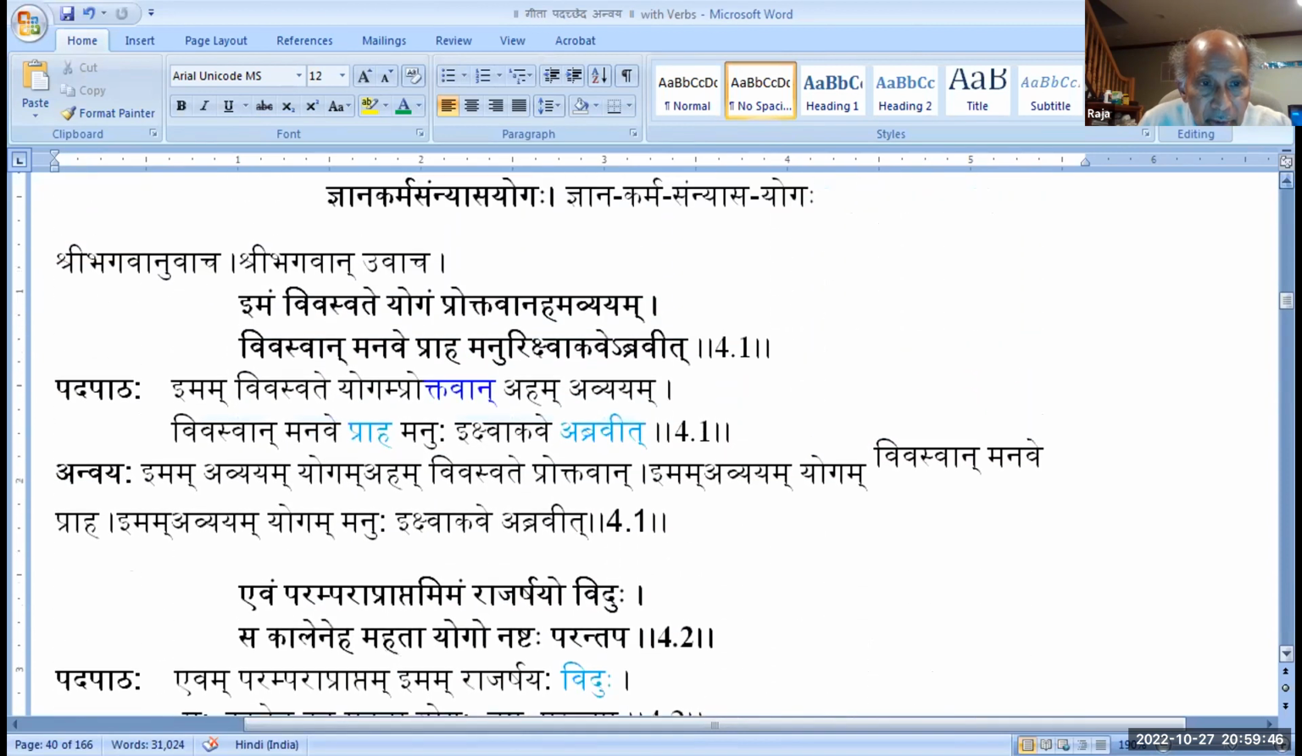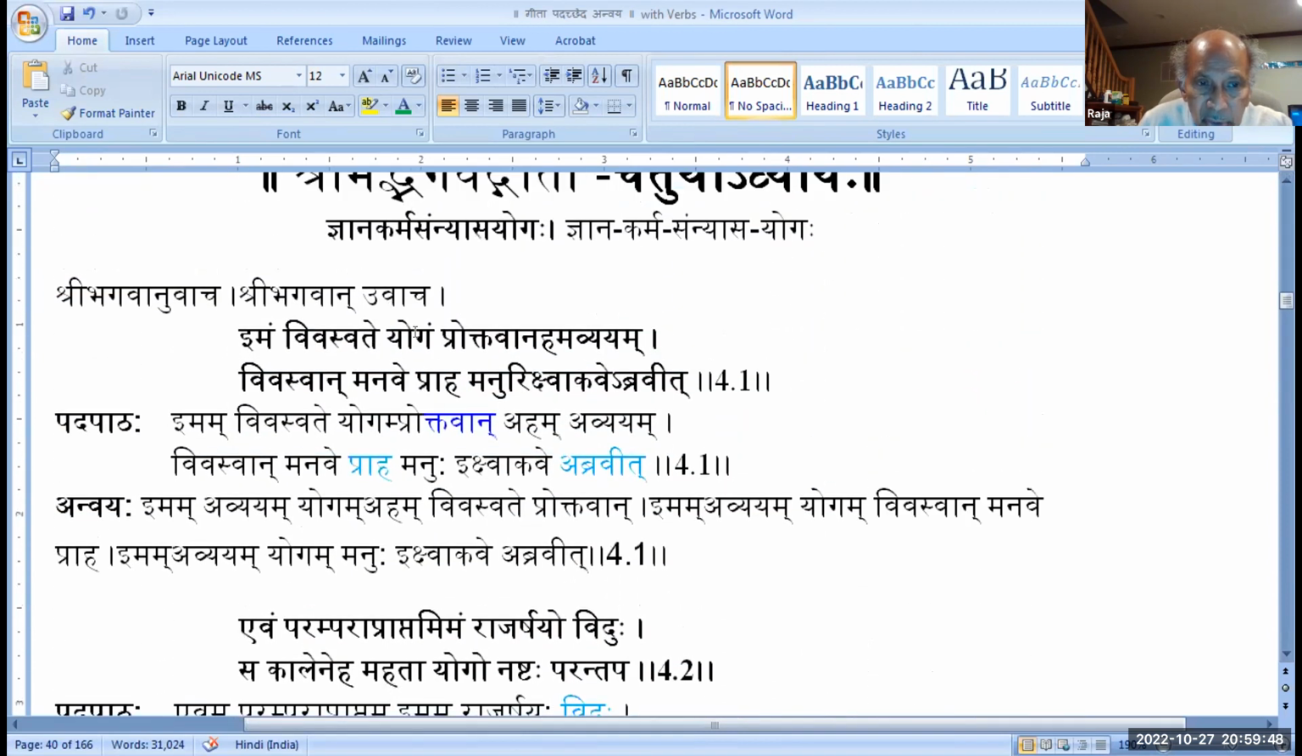See the first noun: imam vivasvate yogam proktavan aham avyayam. Vivaswan manave praha manuhu ikshvakave abravit. When you see this avagraha, there is a short R missing. When I break it, imam vivasvate yogam proktaha. Aham na janami.